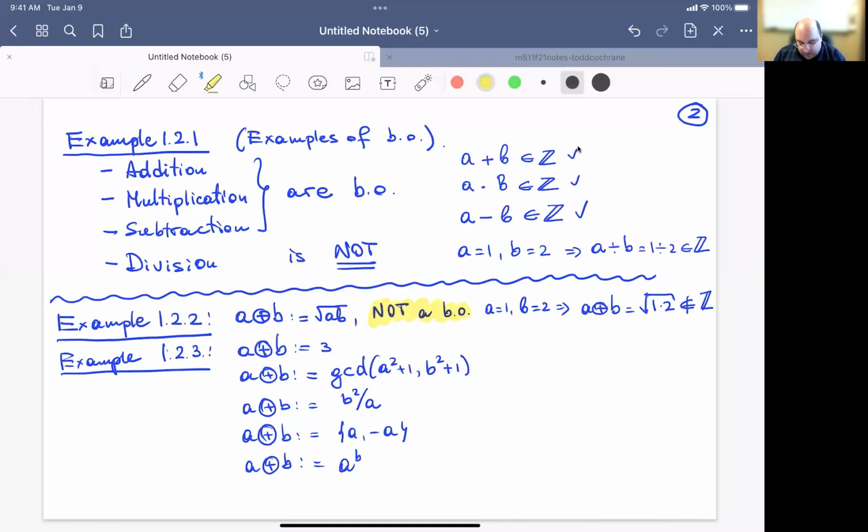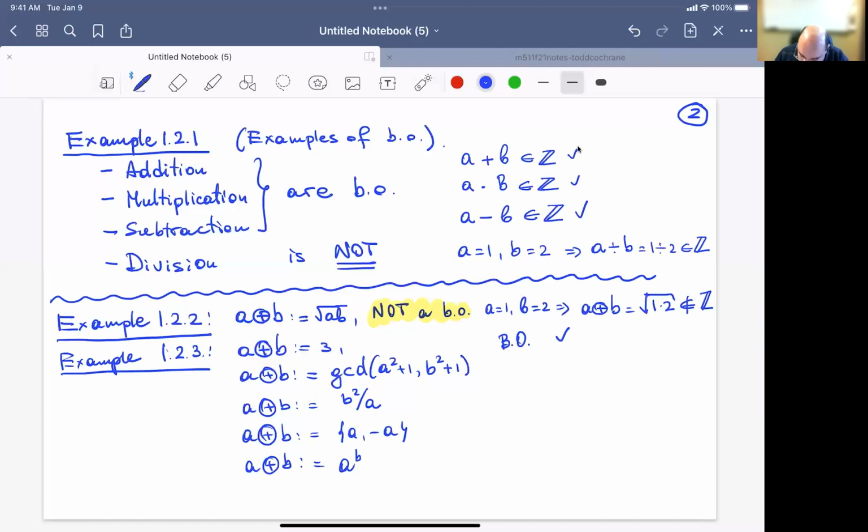Okay. So let's look at the other examples. What can we say about these examples? Which ones are binary operations, which ones are not? I'll write just the answers here. If you define the binary operation a circle plus b to be 3, then no matter what my a and b are, the result is going to be an integer. So this is indeed a binary operation.